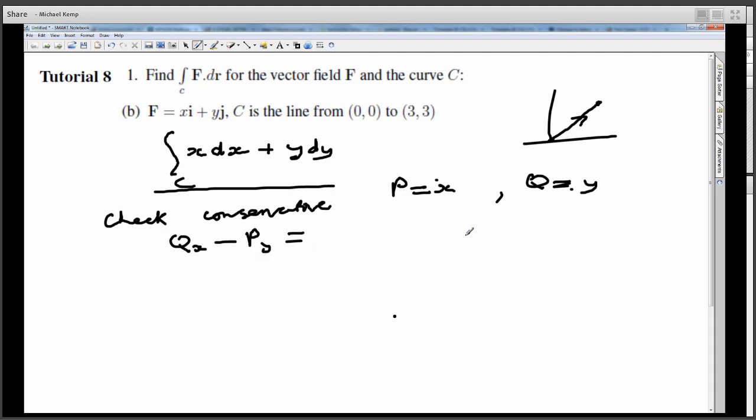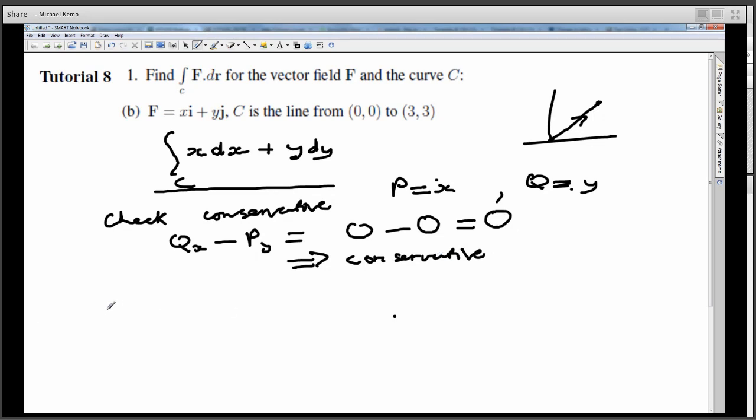So Q of x here, the partial derivative of y with respect to x, gives you nothing. And then P of y, the partial derivative of x with respect to y, again gives you nothing. So if you take the difference, you get 0. If the difference of these mixed partial derivatives is 0, then that implies it's a conservative function. So when it is a conservative function, the fundamental theorem of line integrals applies.